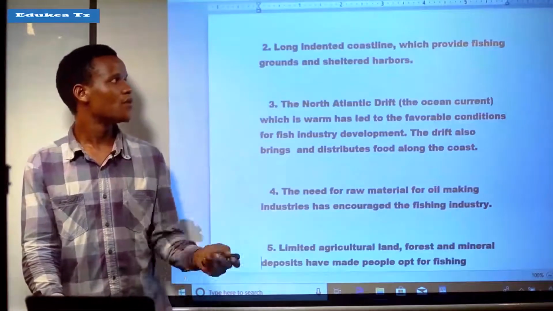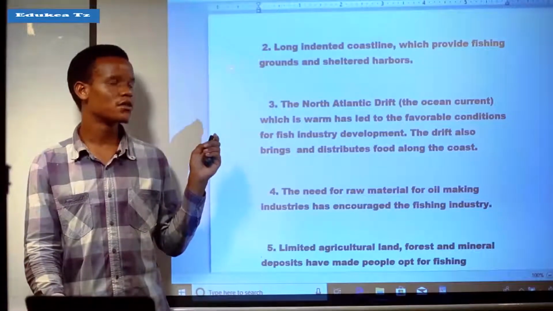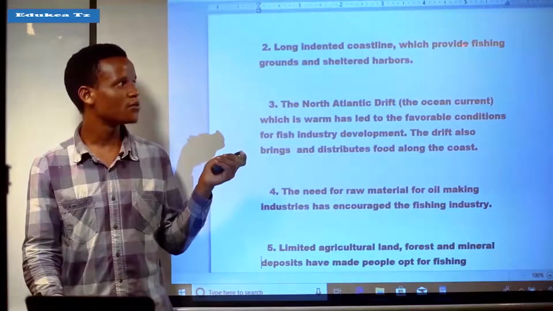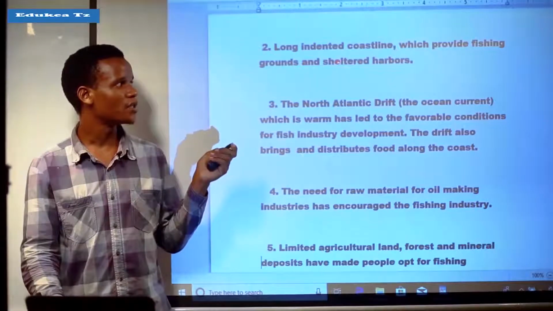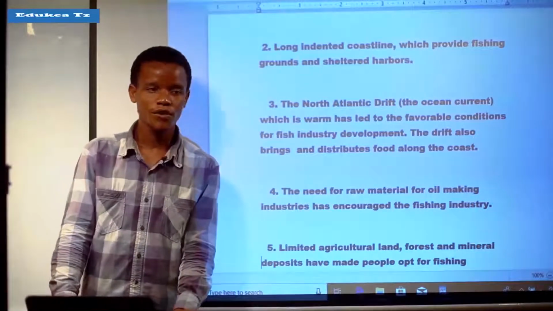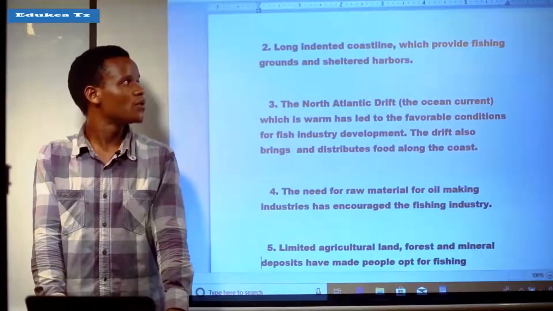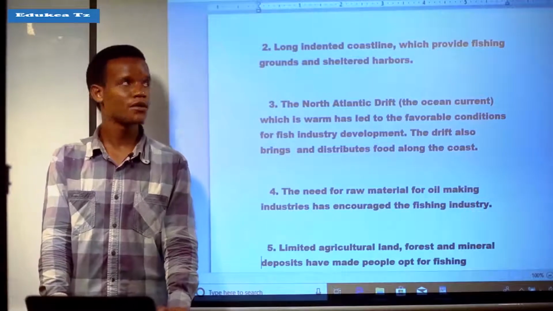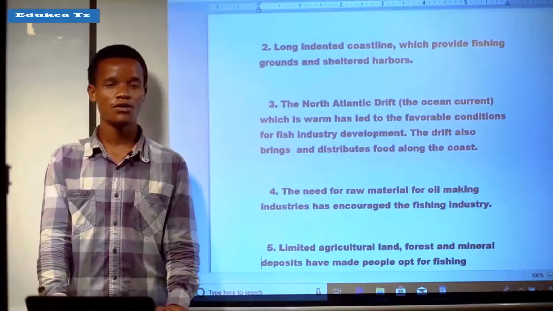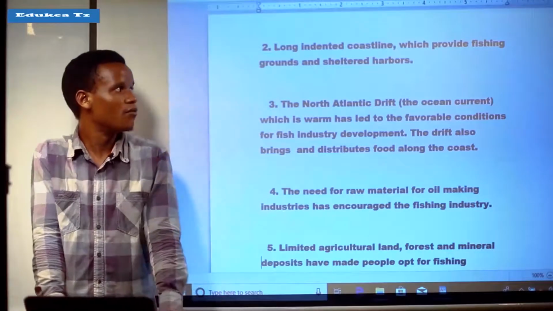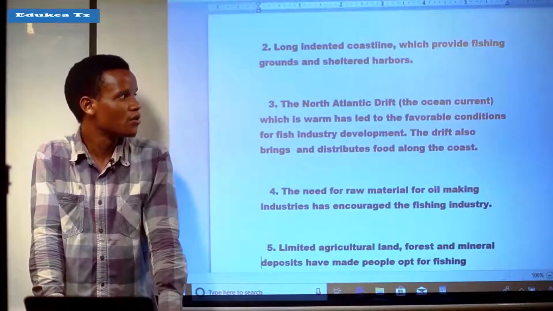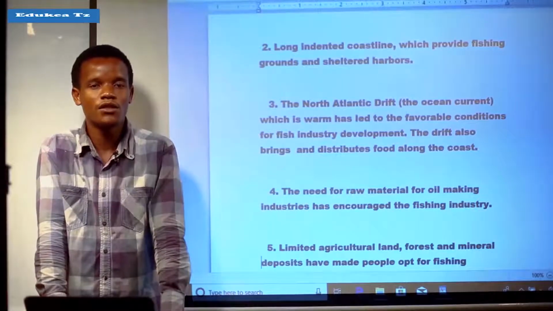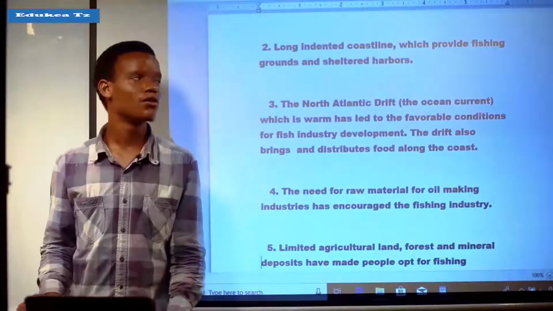Another factor that contributed to the development of fishing in Norway is the long indented coastline, which provides fishing grounds and sheltered harbors. The coast of the water bodies found in Norway supports the fishing ground. So the presence of those coastlines also emphasized the development of fishing in Norway. That is another driving force that contributed much to the development of fishing in Norway.